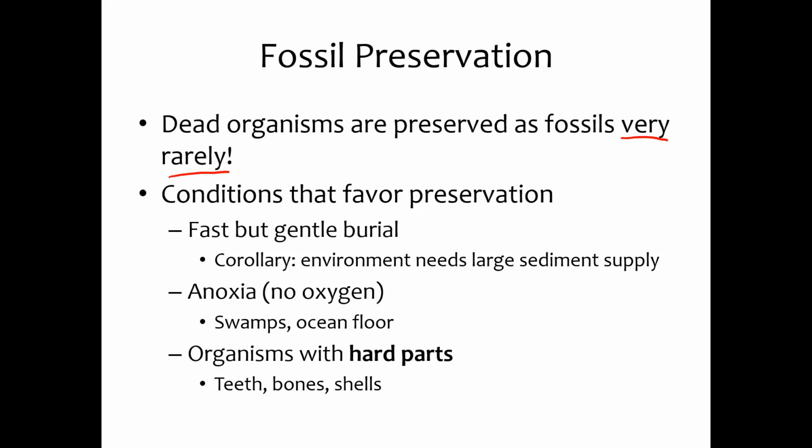The sorts of conditions that favor that happening are listed here. So fast, but gentle burial. You want to be buried with sediment so that you're not exposed at Earth's surface. A corollary to that, something that implies, right, is that the environment that you're in, because you need to be able to bury it with sediment, there must be a pretty large sediment supply. Sorts of places this might happen are like maybe on floodplains of winding rivers, or it might be in a delta or on the ocean floor, relatively near shore, but away from where the waves are going to break things down. So in benthic communities, you often get good fossil preservation.